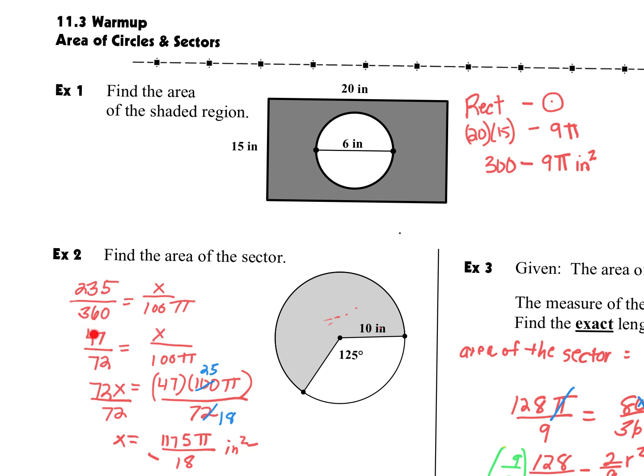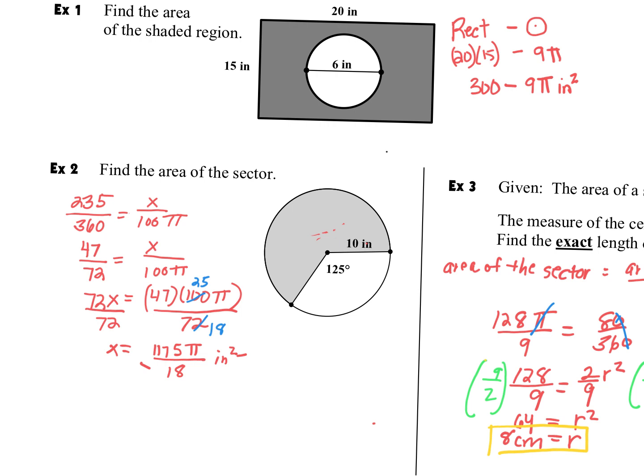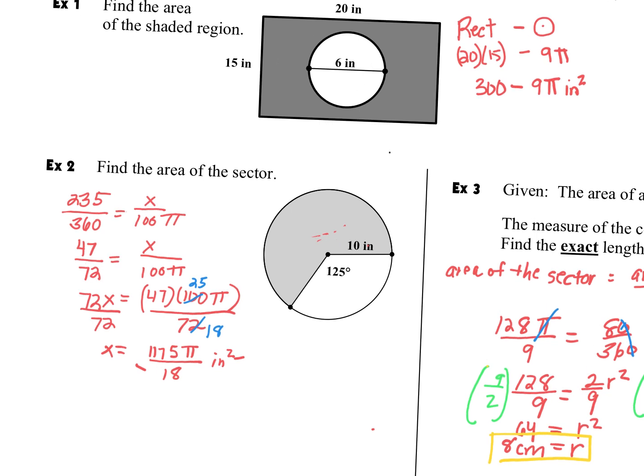Then I'm going to cross multiply. When I do, I can see that I'm going to be able to cancel a little bit here with the 100 and the 72, dividing by 4. Then I'm going to multiply and leave this as a fraction, 1,175 pi divided by 18, and our units are inches squared.